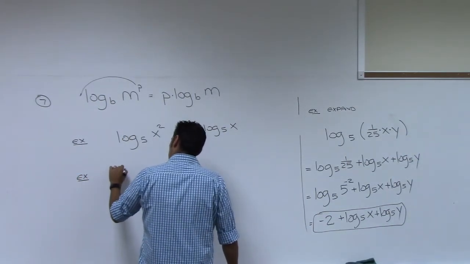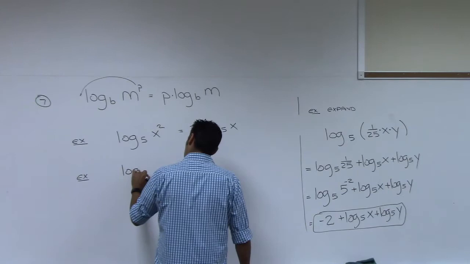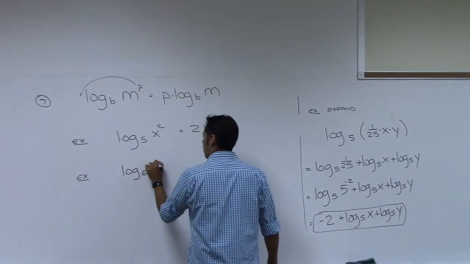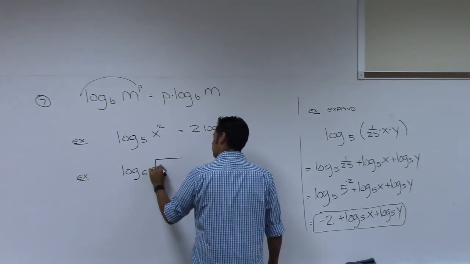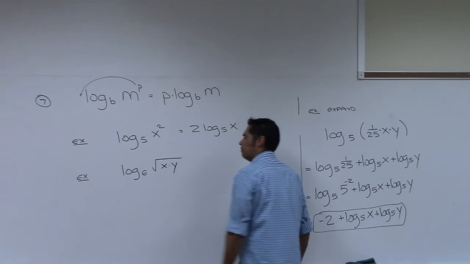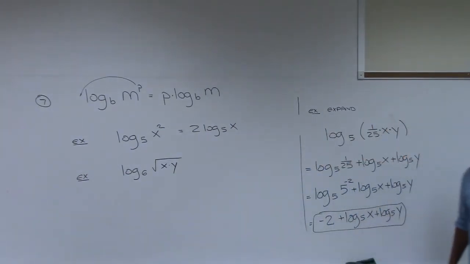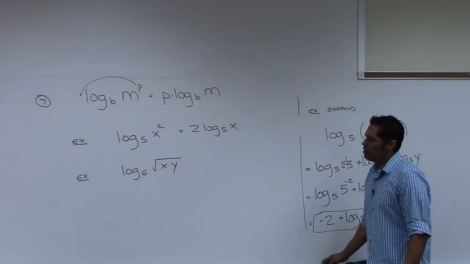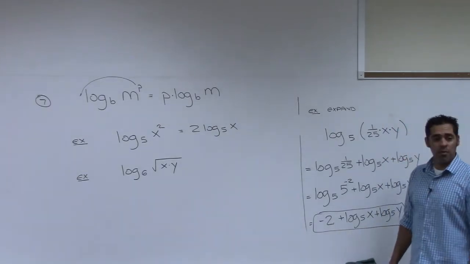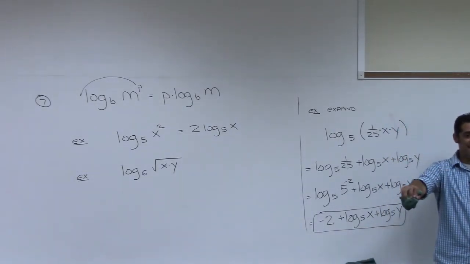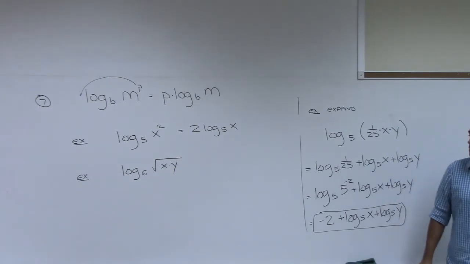How about log base 6 of the square root of x times y? Oh, wait, you have to get rid of the square root. We cannot split this into two logs yet. We have to get rid of the square root first.